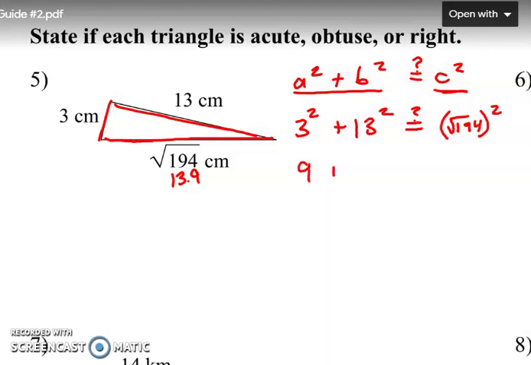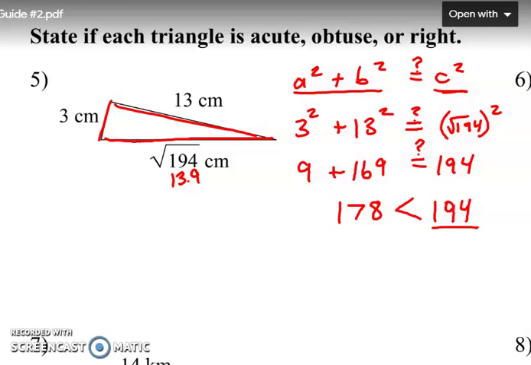3 squared is 9. 13 squared is 169. And the square root of 194 squared is 194. Okay, again, are those two things equal? Doesn't look like it's going to end up being that way. When I combine the left side, I get 178. And when we compare that to 194, we see that this side is bigger. It's not equal. So the longest side squared by itself is larger than the other two sides squared. Therefore, this is an obtuse triangle.